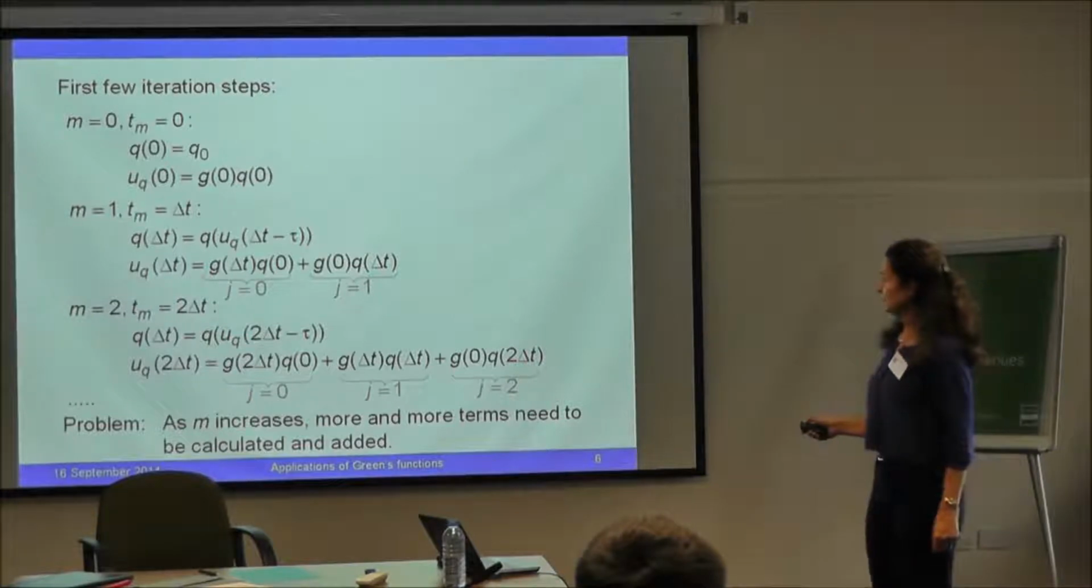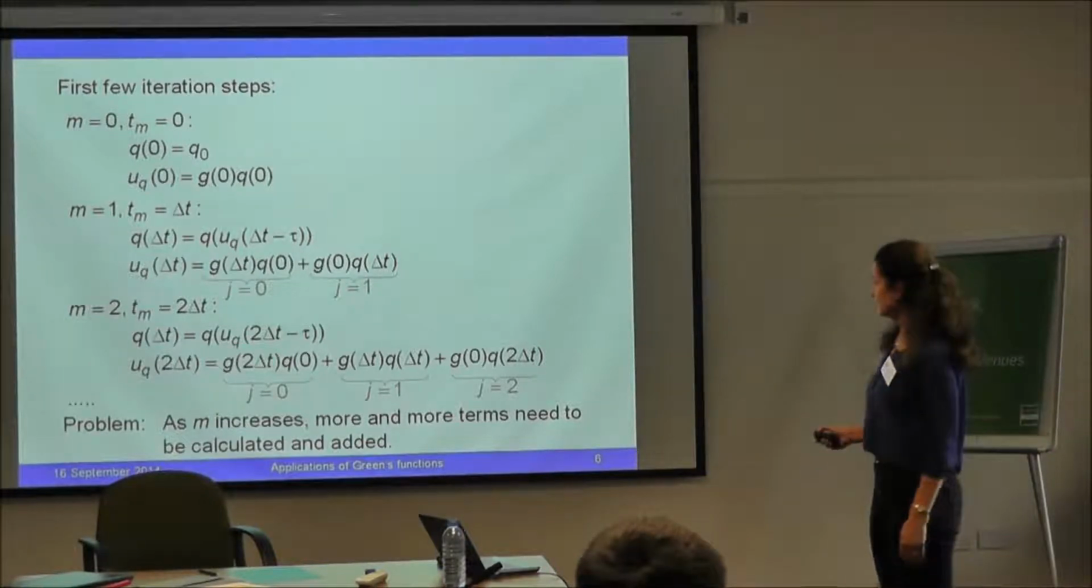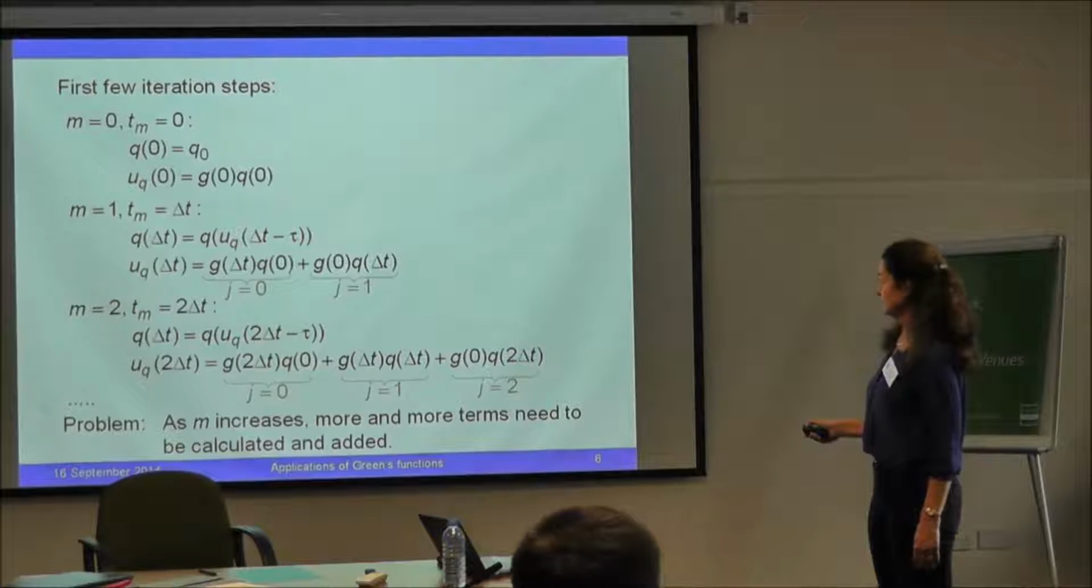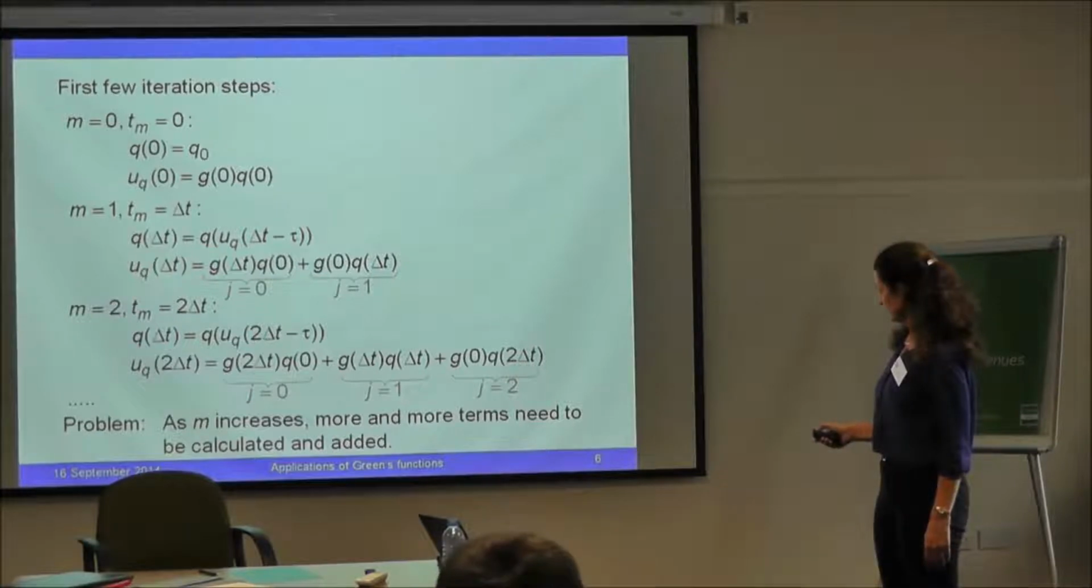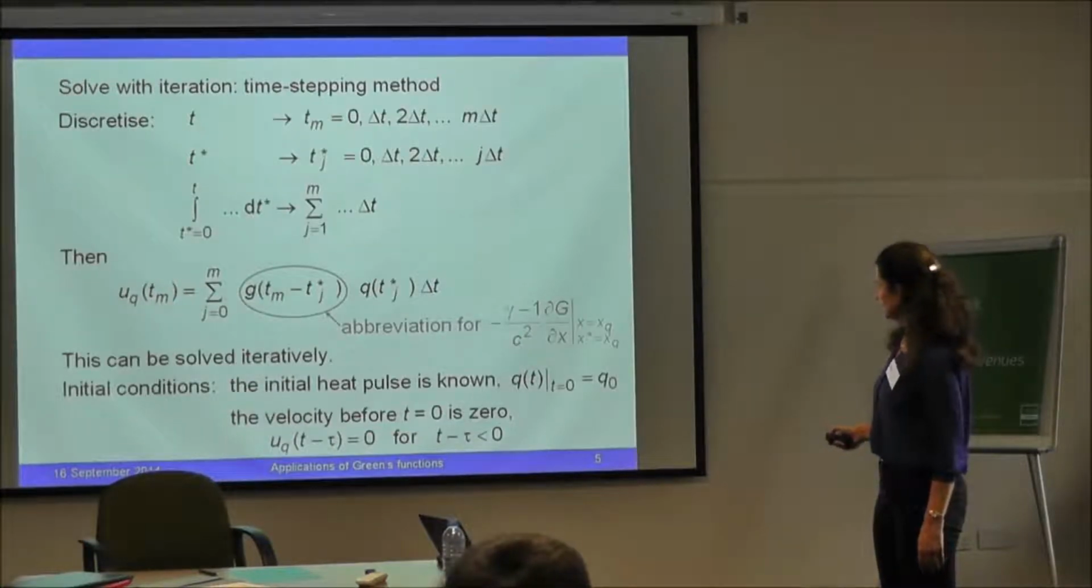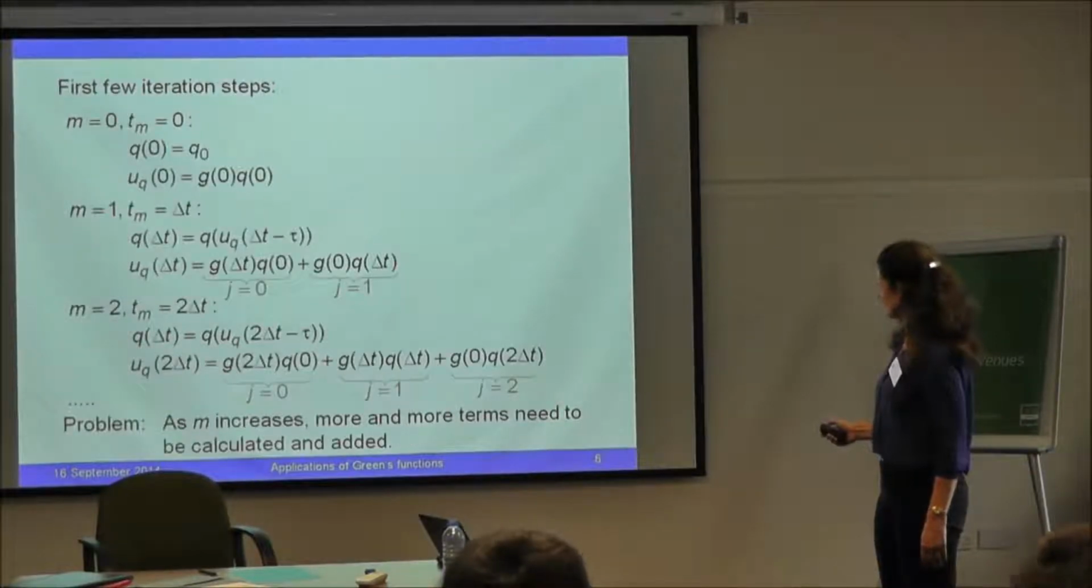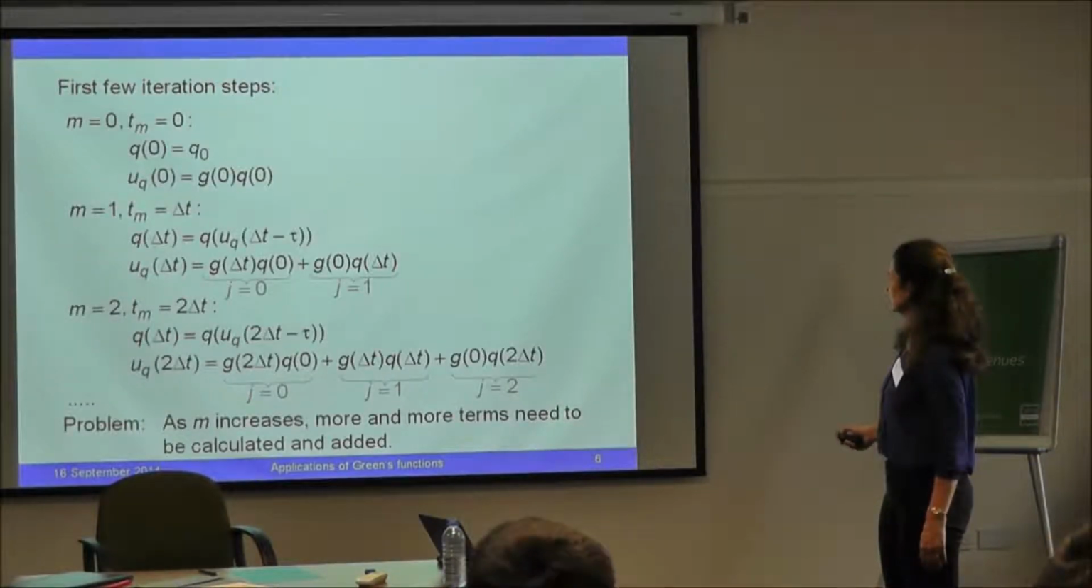Then let's move on a time step. Let's go to m equals 1. Our t_m becomes delta t. The q at delta t we get from the heat release characteristic. We know this velocity from the initial conditions. And then our integral equation gives us, or sum rather, this sum now has two terms in it, and those two terms are given here and here.